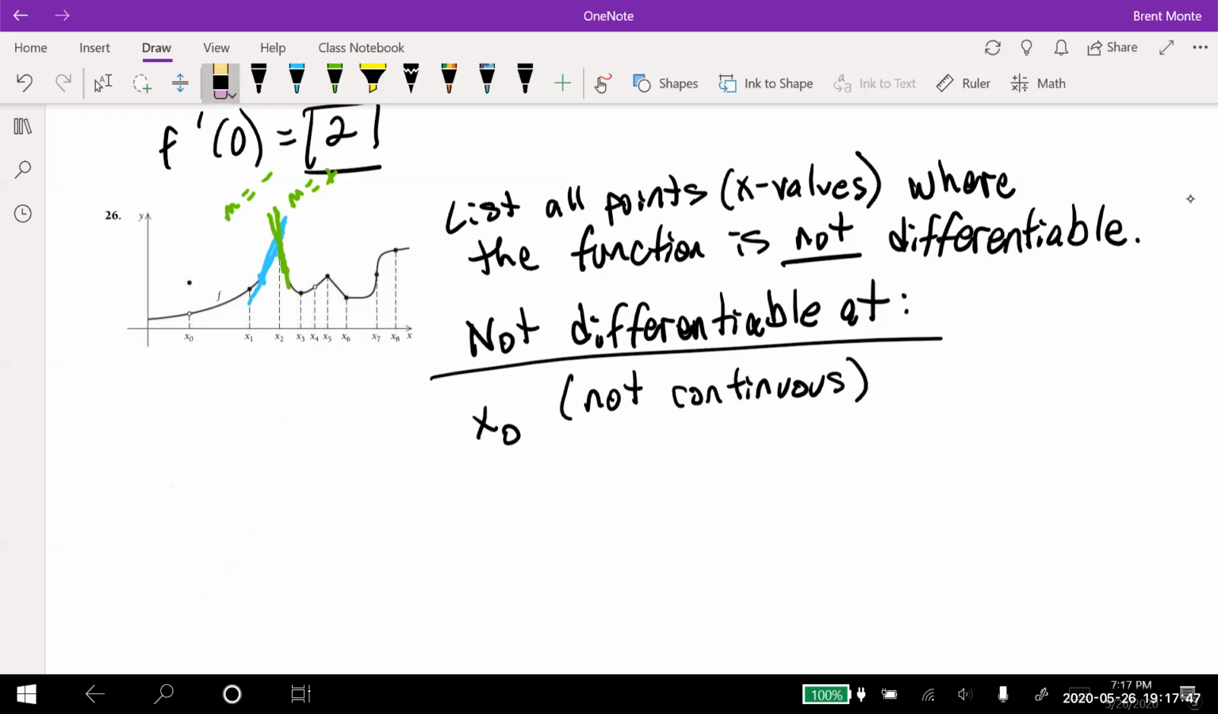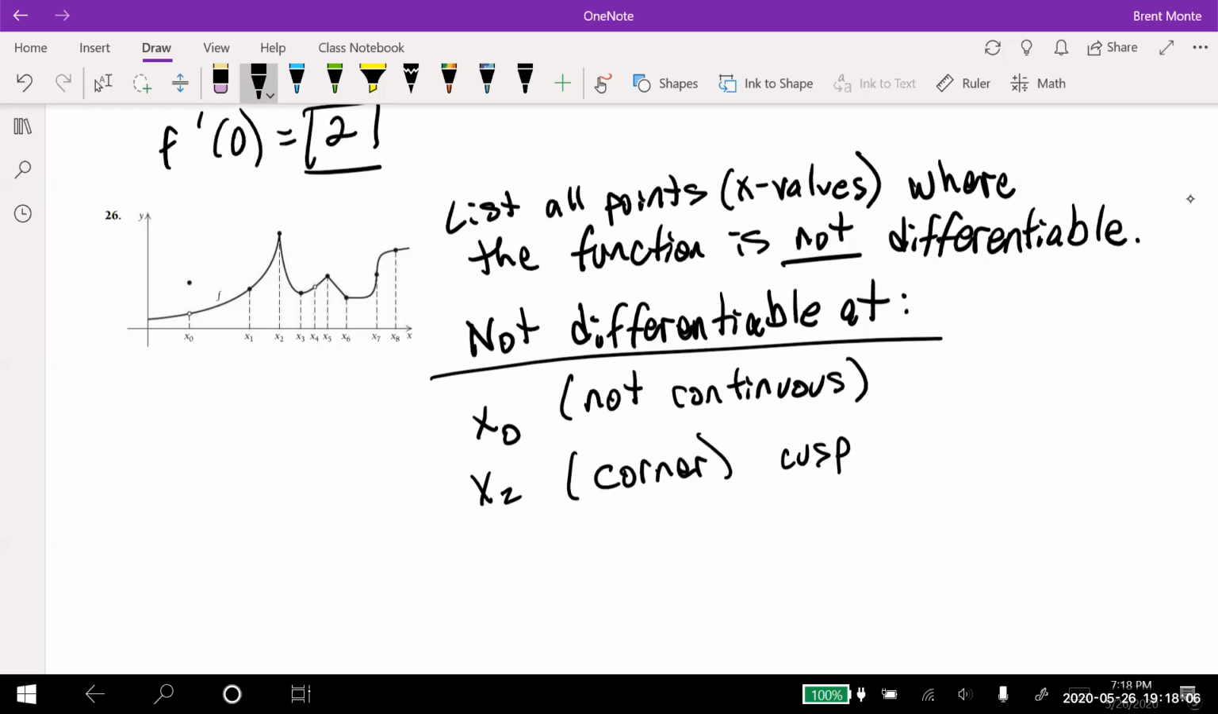So let me erase that stuff. That's just a lot of noise going on there. So at x2, it's not differentiable. And the reason is it's a corner. Sometimes they call it a cusp. We're just going to call it a corner.